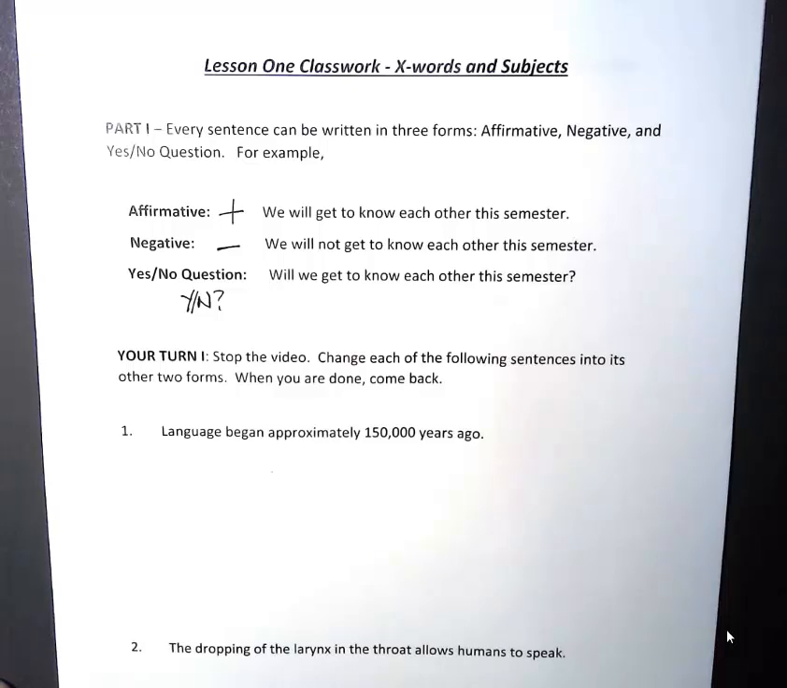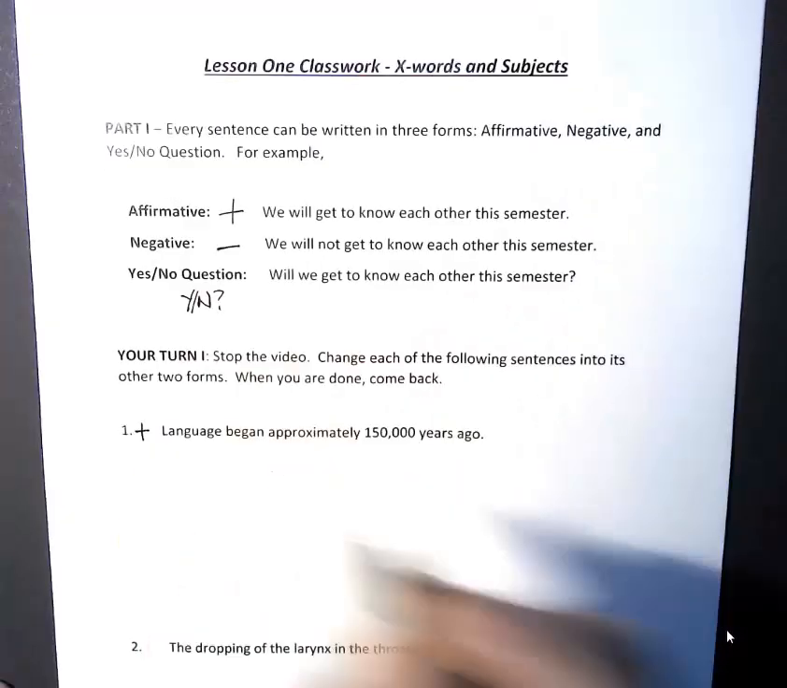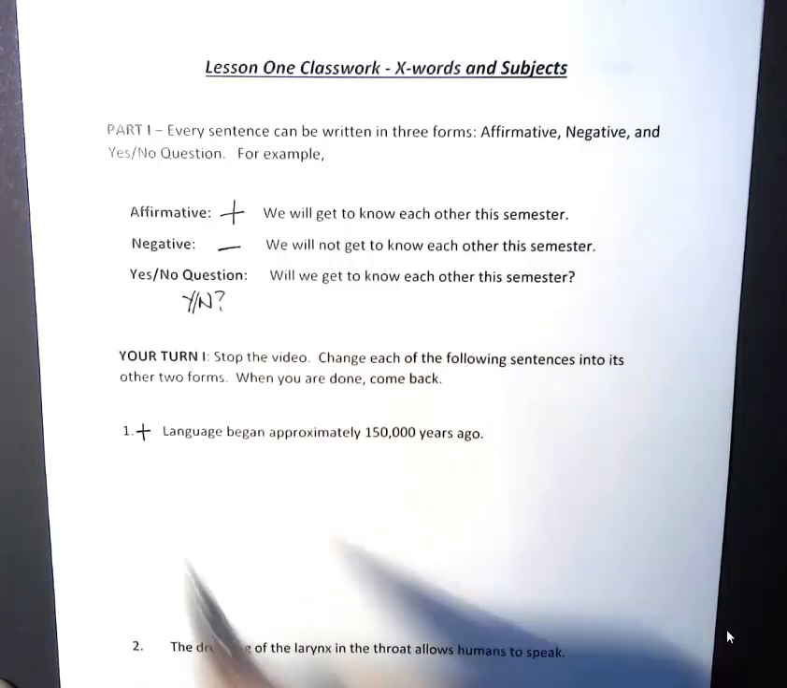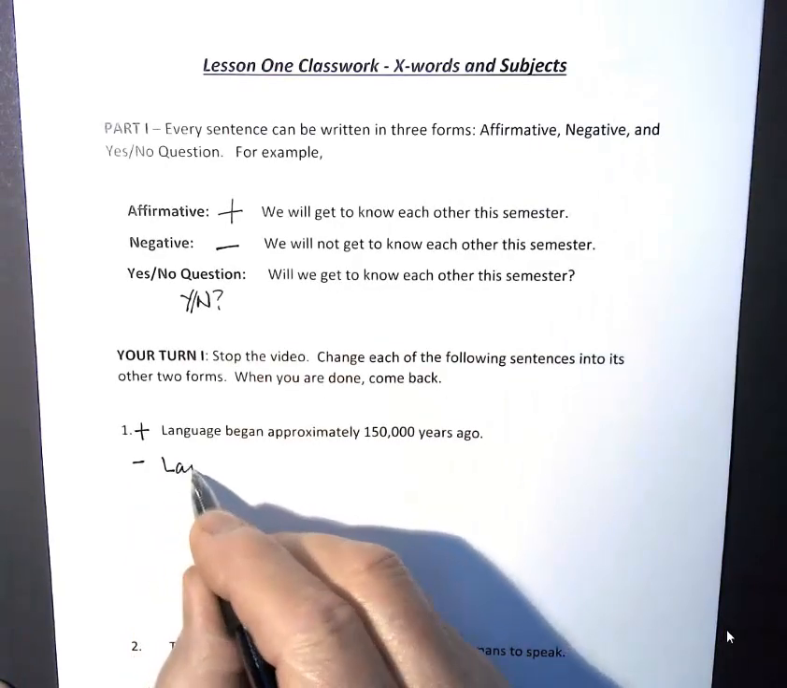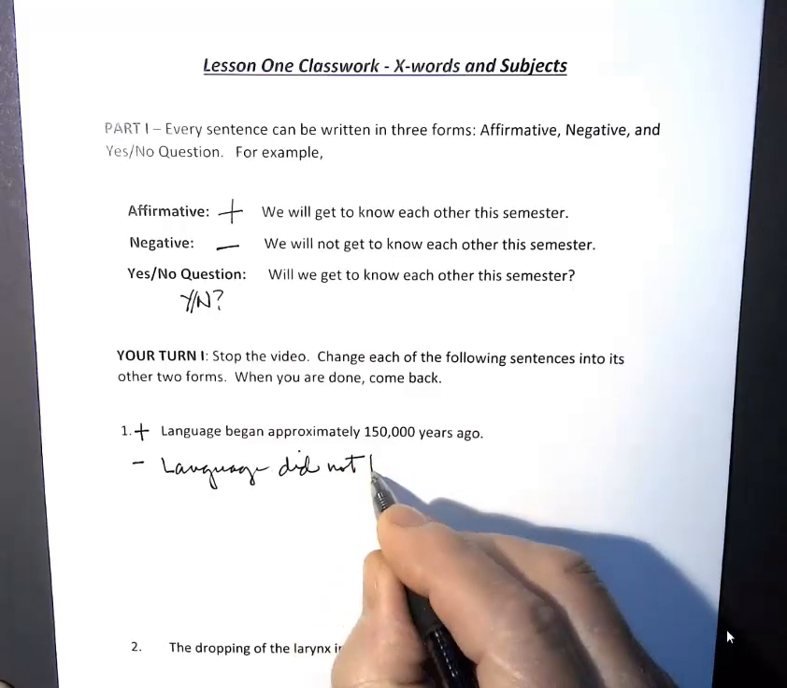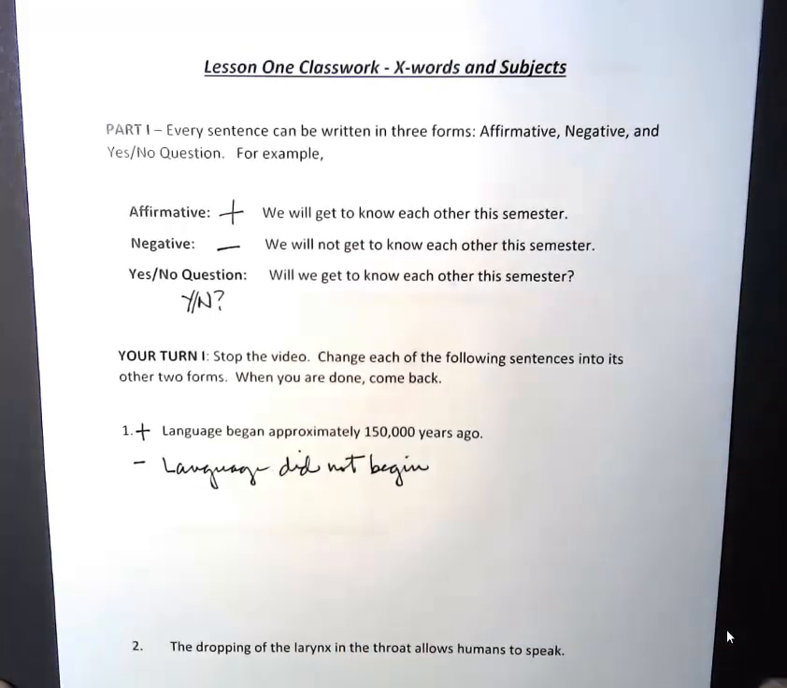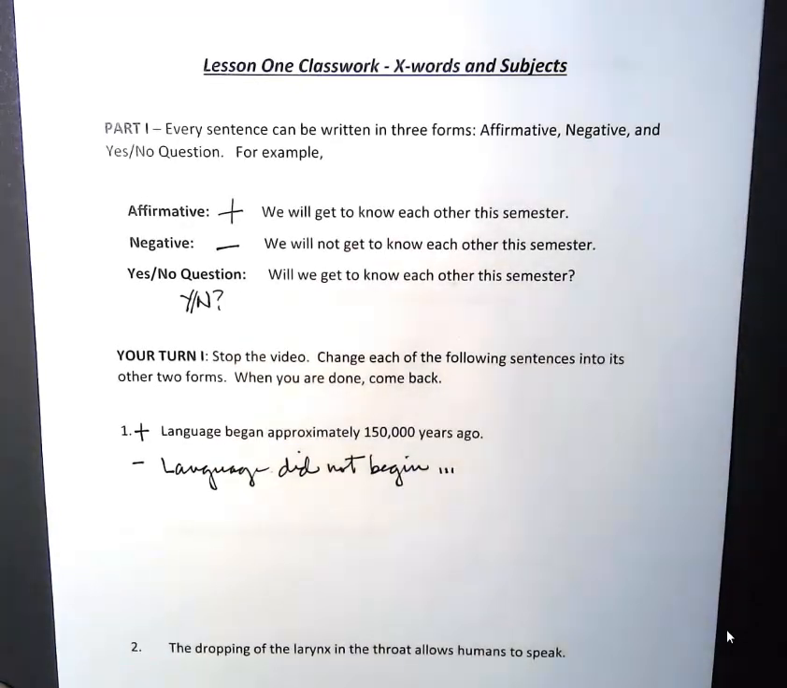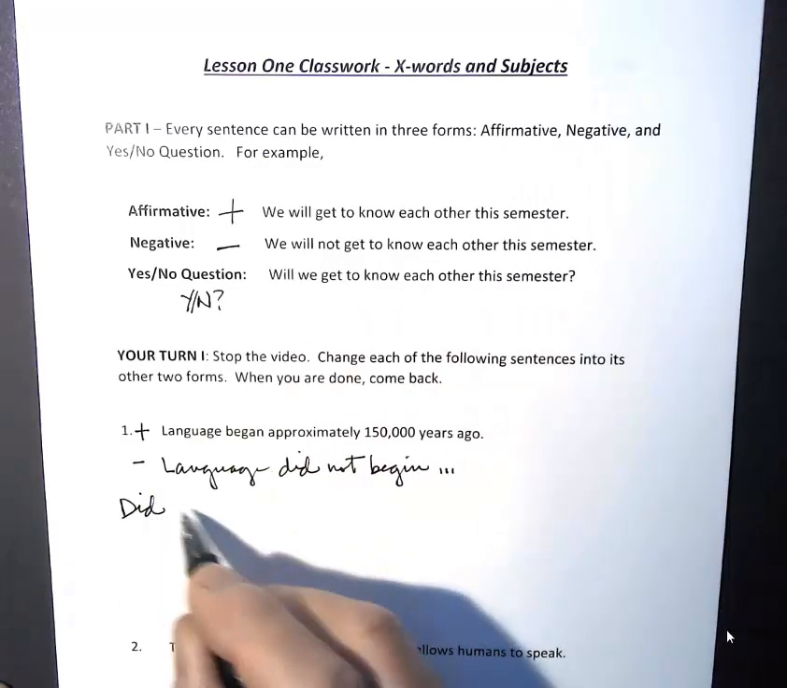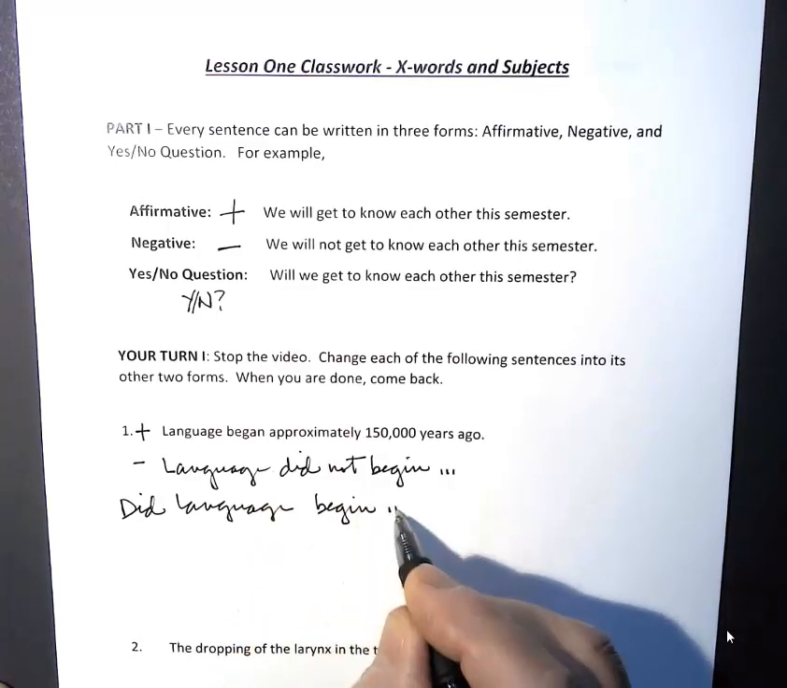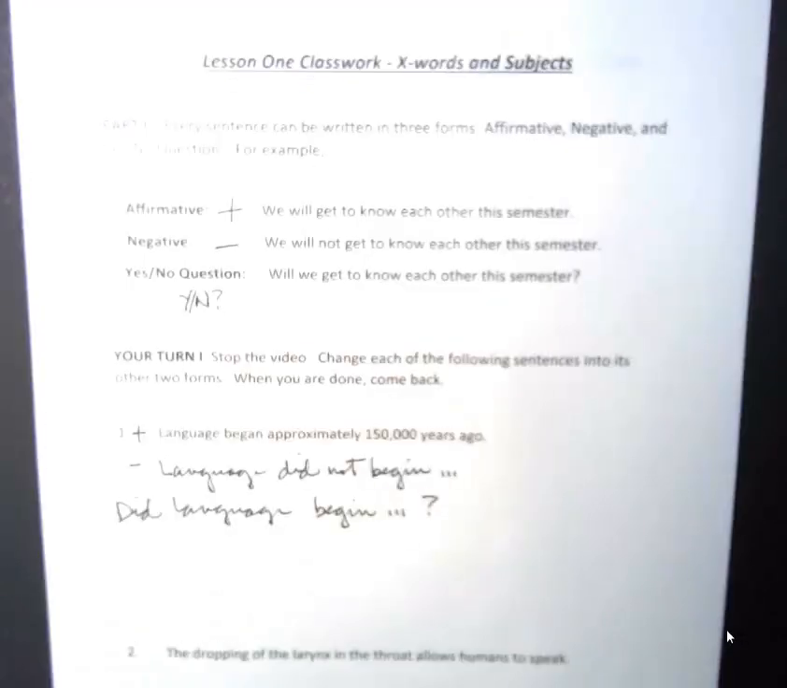So let's take a look at the first one. The first one is affirmative. Language began approximately 150,000 years ago, and that's true actually, that's what's believed. Let's change it to negative. Language did not begin, and I'm going to write everything out. I'm not going to make any contractions like didn't or aren't, we'll just write everything out. Language did not begin. Then to make a yes or no question, we can say, did language begin 150,000 years ago? So far, so good?